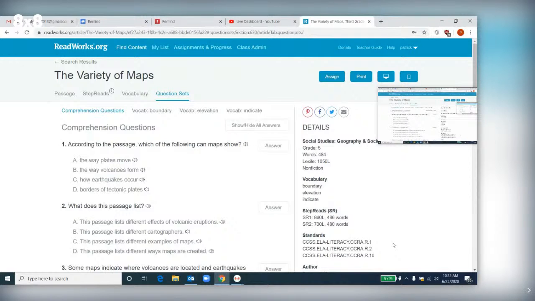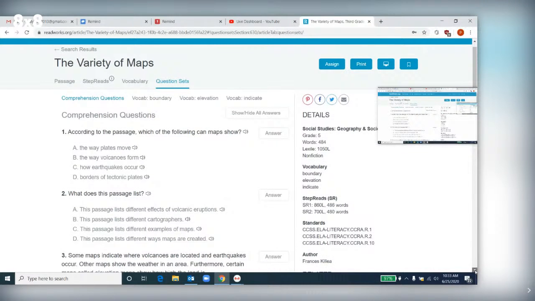The passage lists different effects of volcano eruptions. It doesn't really talk about eruptions. The passage lists different cartographers. It just tells you what that is, doesn't list any. The passage lists different examples of maps. And that's basically it right there. It talks about elevation maps. The original map showed plate tectonics, talked about weather maps. So really the main idea is talking about different examples of maps.